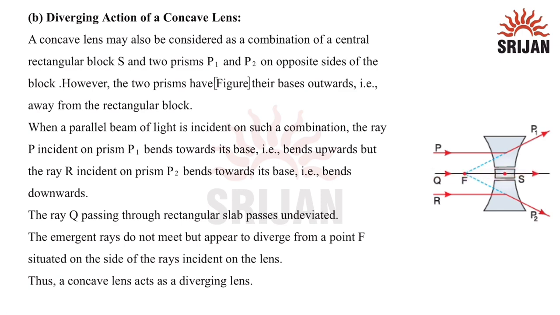Now these emergent rays do not meet but appear to diverge from a single point, that is F. This is the F point, situated on the side of the ray incident on the lens. Thus, a concave lens acts as a diverging lens.